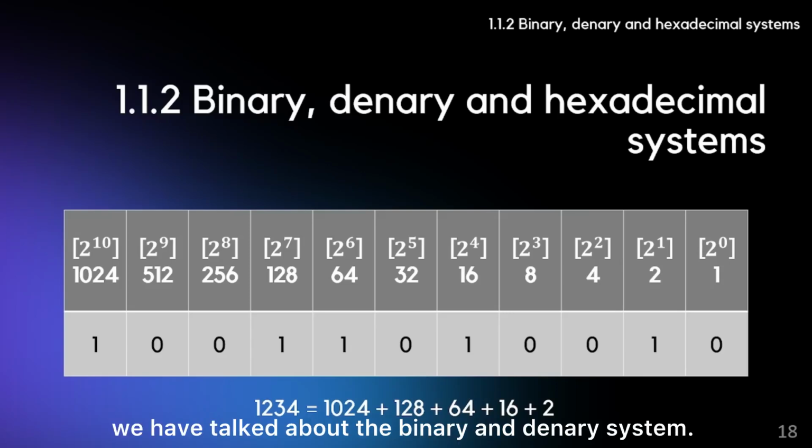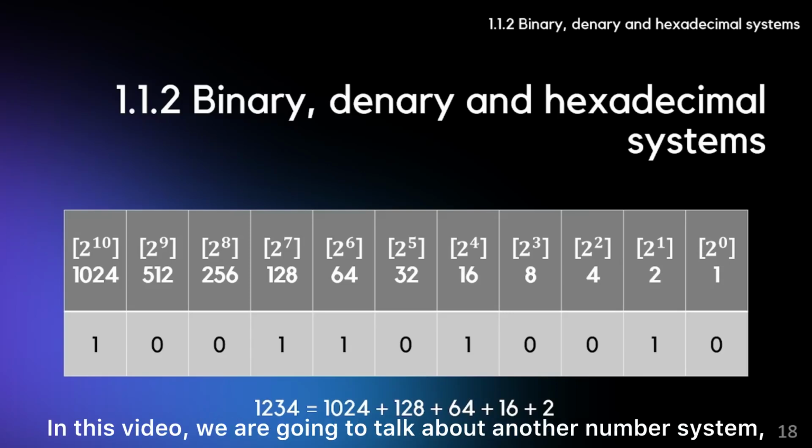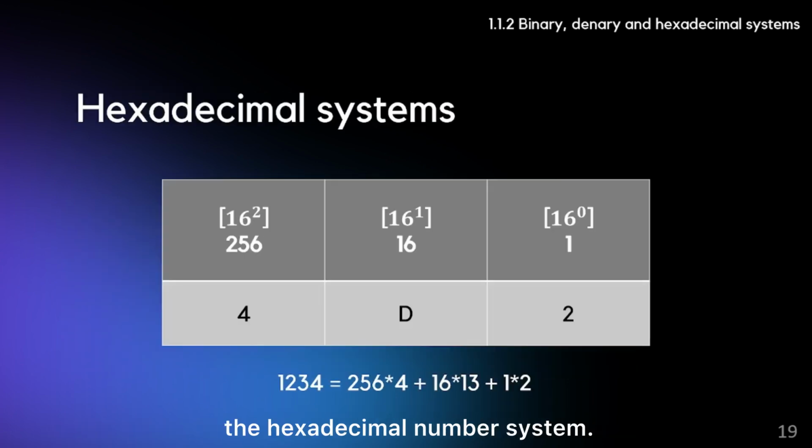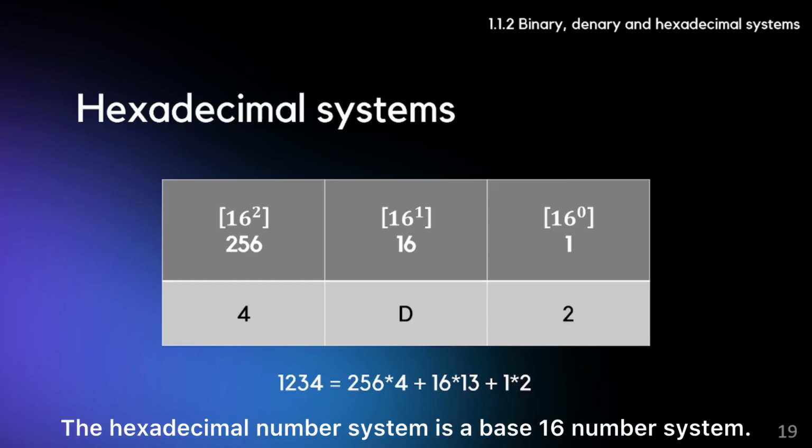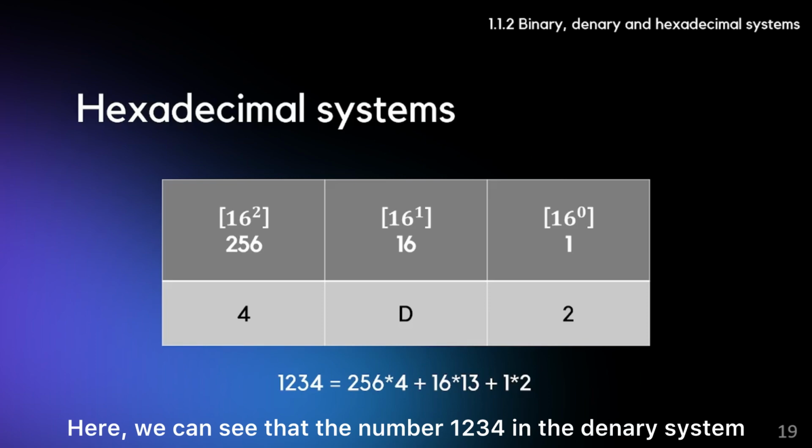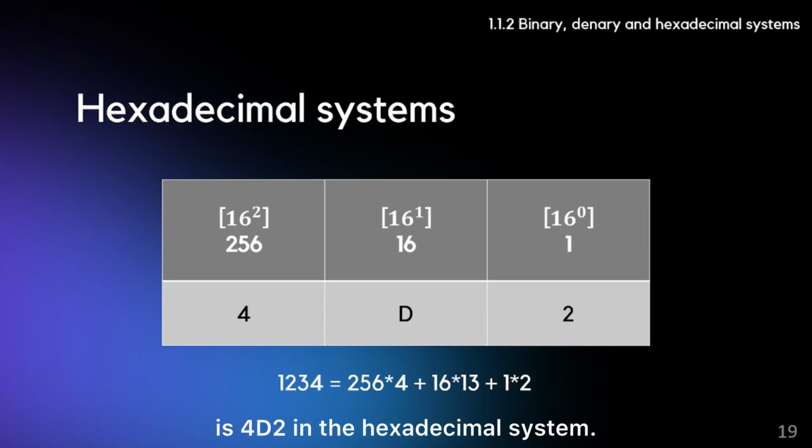In the last video, we have talked about the binary and ternary number system. In this video, we are going to talk about another number system, the hexadecimal number system. The hexadecimal number system is a base 16 number system. Here we can see that the number 1234 in the ternary system is 4D2 in the hexadecimal system.